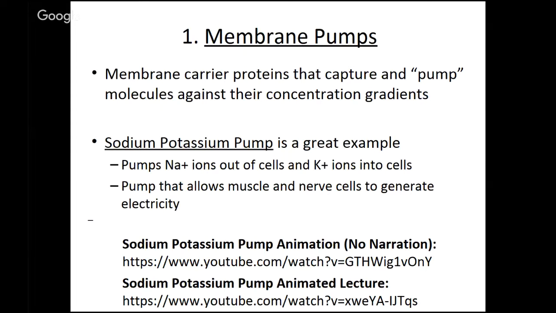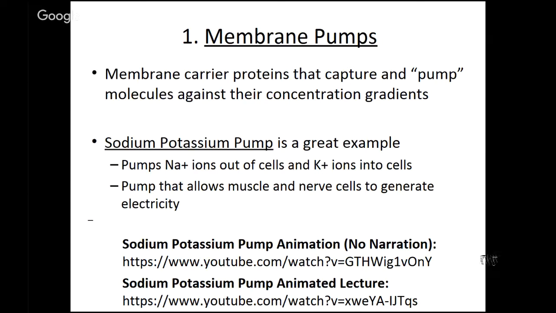A really great example of a membrane pump is the sodium-potassium pump. Now, this is a type of pump that is found on your nerve cells and also on your muscle cells. And it's one of several pumps that are going to help those cells when they generate electricity. Now, if you take an anatomy and physiology class, you'll learn about the sodium-potassium pump in great detail. You'll learn all about how that works and about things called action potentials and how electricity is generated. For our purposes, though, I want to keep it fairly simple. I just want to show you how this pump works and how it represents active transport.